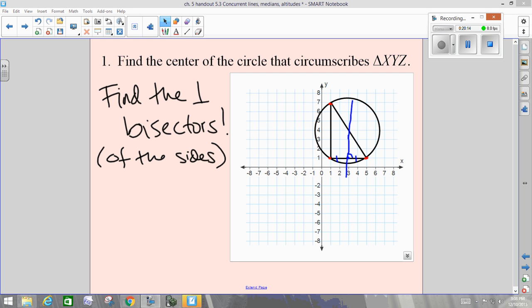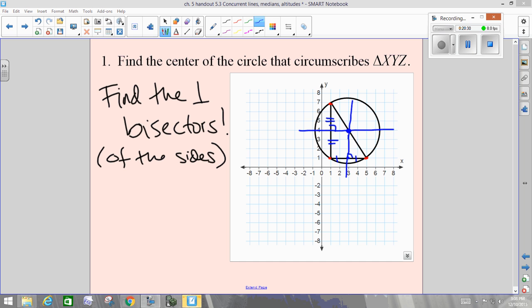What number's between 1 and 7? Right in the middle of them. 4. Good. So there is the perpendicular bisector of that side. You only have to find 2, because where those 2 intersect, the third one's going to intersect there.